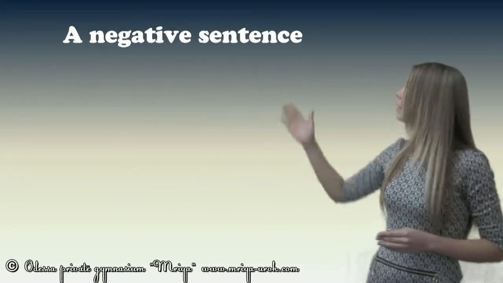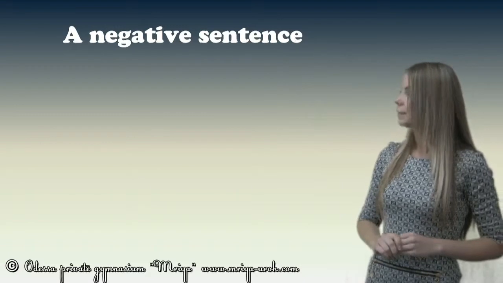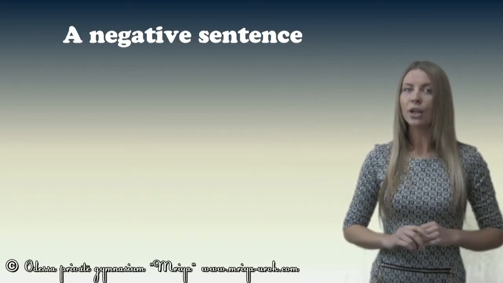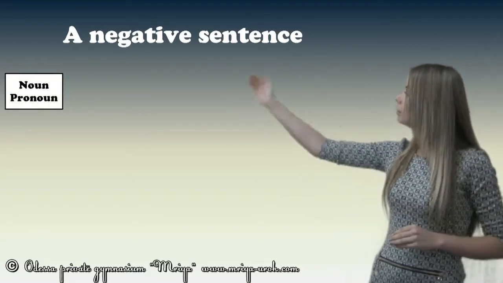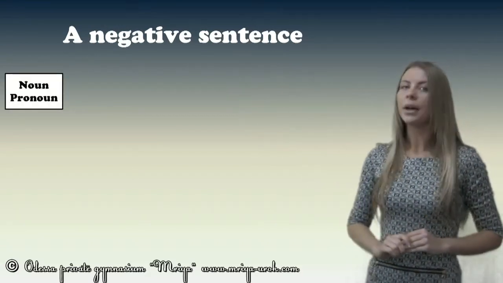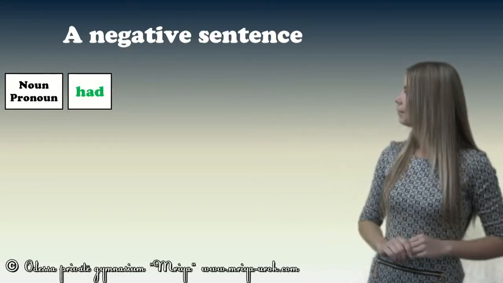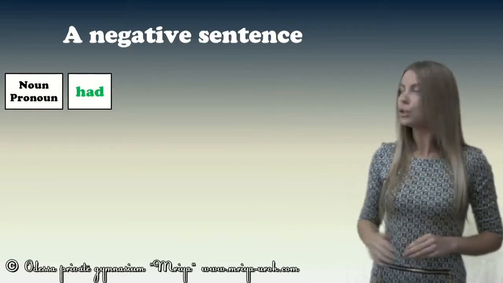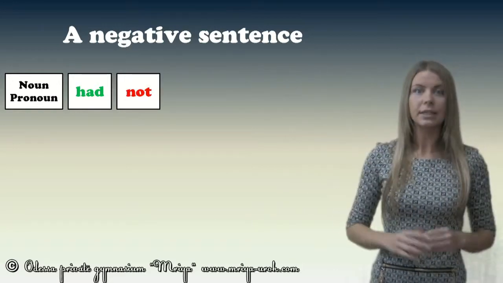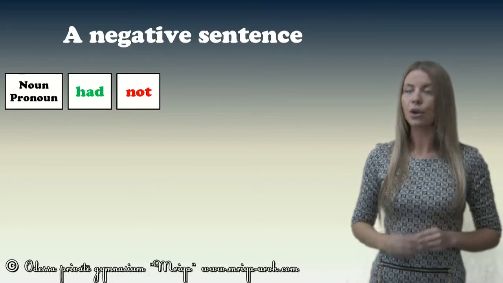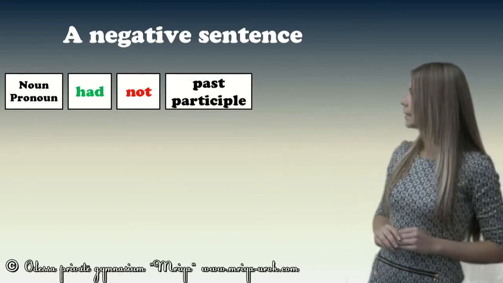How do we make a negative sentence? In order to make a negative sentence, on the first position you have to put noun or pronoun. On the second position you have to put had. Then you have to put not, because this is a negative sentence. And then you have to put your past participle.